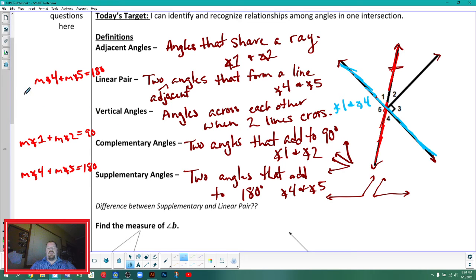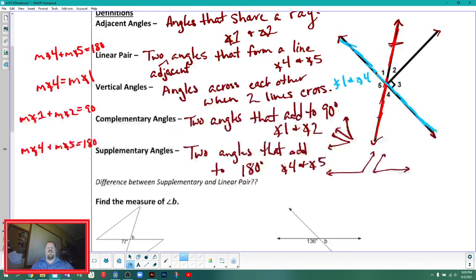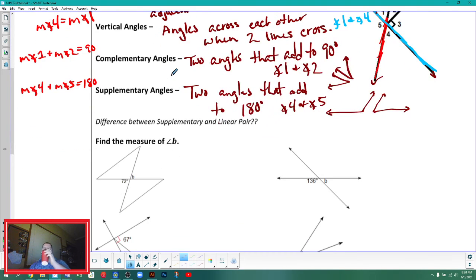For vertical angles, when angles are across from each other, like 1 and 4, they're actually equal to each other. Measure of angle 4 equals the measure of angle 1. In geometry, we call those two angles congruent. And because they're congruent, their measurements are equal. So those are the facts that we're going to use today as we get through these problems.